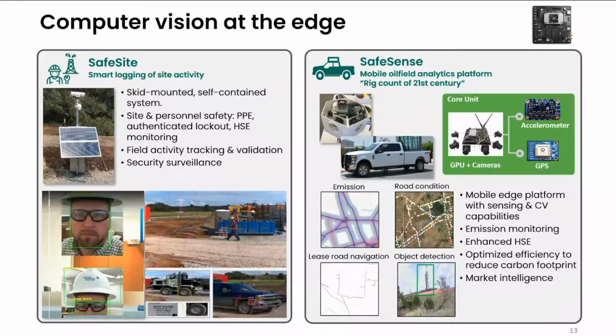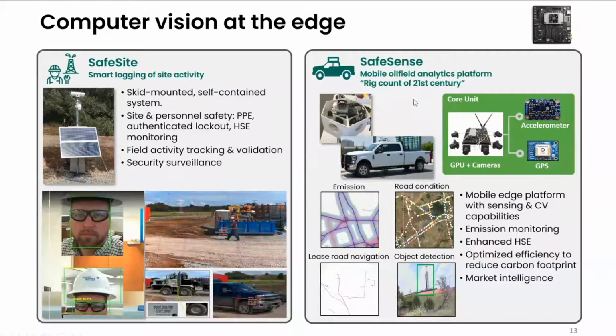And where we use it, the first case is called SafeSite. It's an application where we do smart logging of site activity at some remote sites. It's skid mounted and solar panel powered. It's a self-contained system used to monitor the site and personnel safety, as well as to track the field activities and validate some field activity for transaction purposes, and also to do some security surveillance of the site.